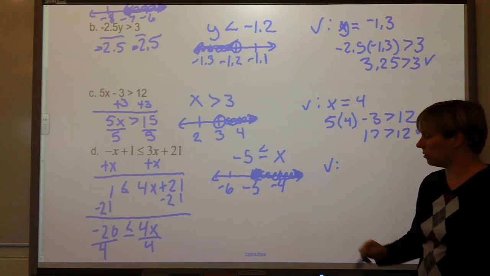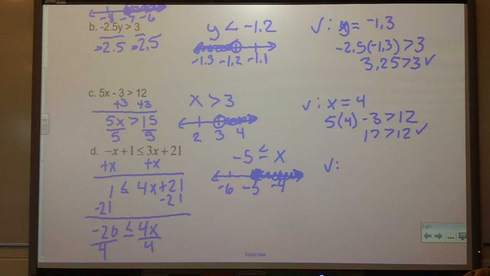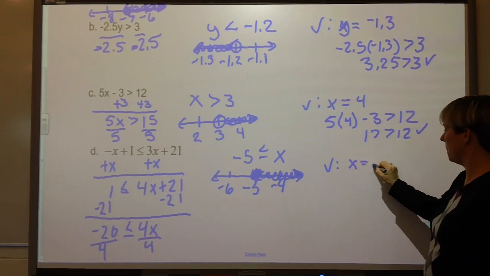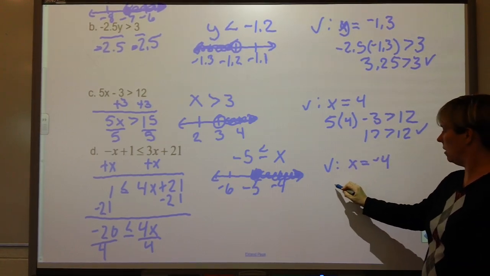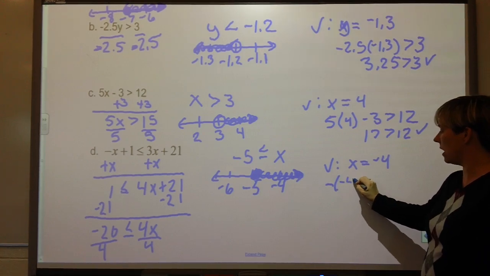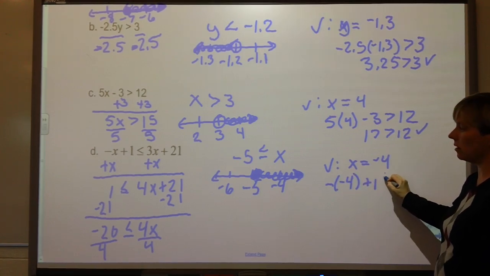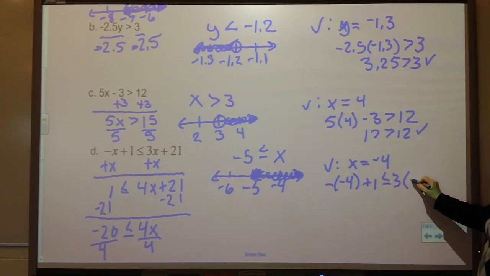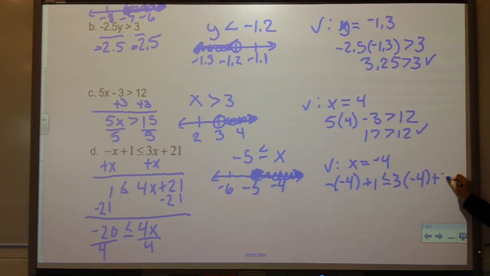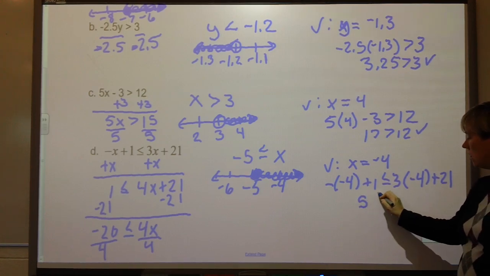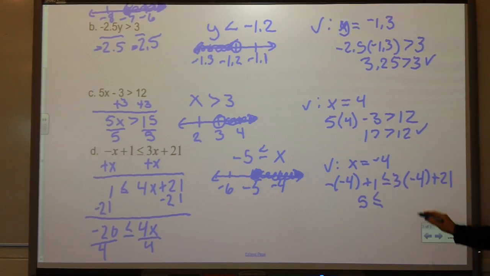Check it to make sure. Let's pick x being negative 4. So here I'm going to have negative of negative 4 plus 1 is less than or equal to 3 times negative 4 plus 21. That gives me 5 is less than or equal to 9, and that is true, so I'm good. And I know I have the correct answer.